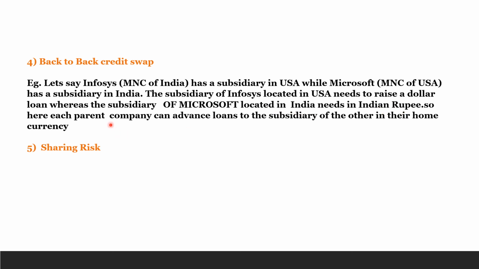So here each parent company can advance a loan to the subsidiary of the other in their home currency. So here Infosys can give the loan to the Microsoft subsidiary, and Microsoft can give a loan to the subsidiary of Infosys in US currency. So here each parent company is providing a loan in their home currency. So this type of arrangement will reduce the exchange risk.